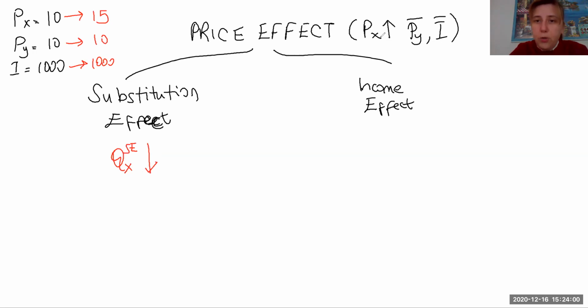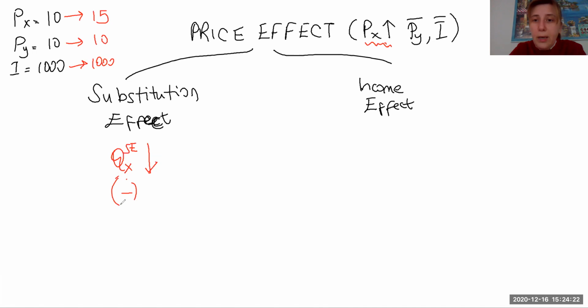So again, try to see the negative relationship between price and quantity demanded because of the substitution effect. Price of X increases, quantity demanded because of the substitution effect decreases. So we have a negative relationship between price and quantity.